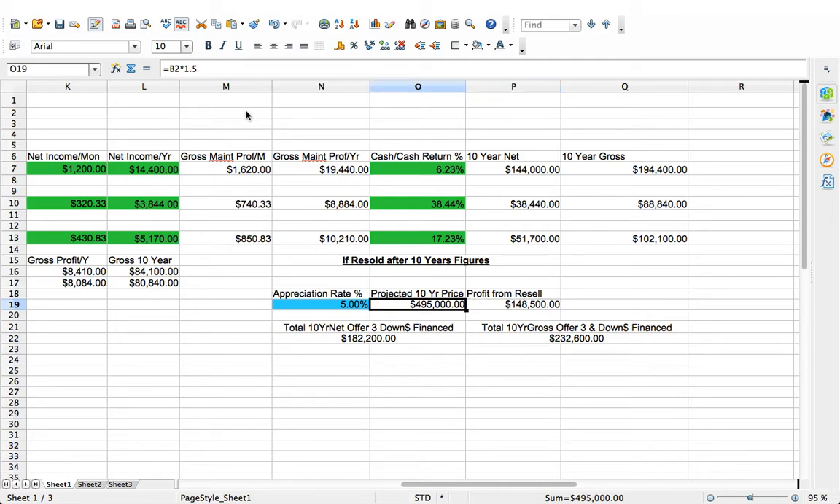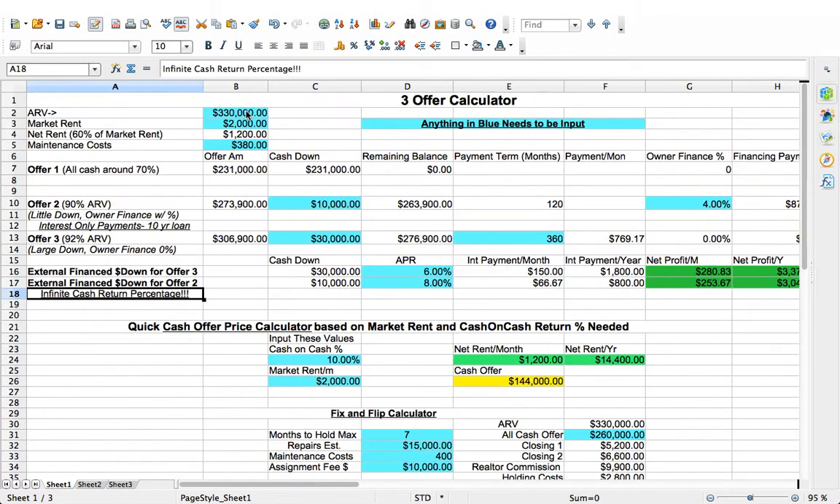Now I didn't actually do a proper calculation on the projected 10-year price. You have to do a bit better math than just multiplying it times 0.05, because every year it's based off the new balance. So I just have to put a new calculation in there, but it's close enough for now. So total 10-year net offer. Actually, I'll skip this part because I didn't get into the down payment financed.